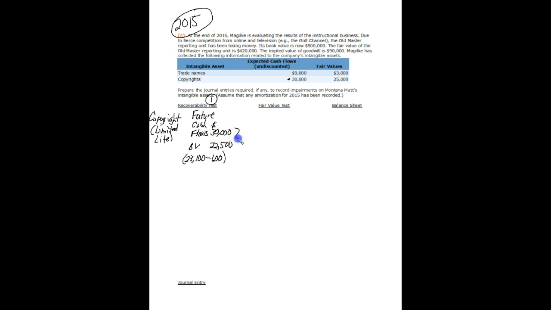Okay, we can see that the future cash flows exceed that carrying value, or the book value, so we can conclude that the copyright is not impaired. So we don't have to solve for the loss and record any journal entry for that. Okay, let's look at the next one, the trade names. The trade names have an unlimited life.